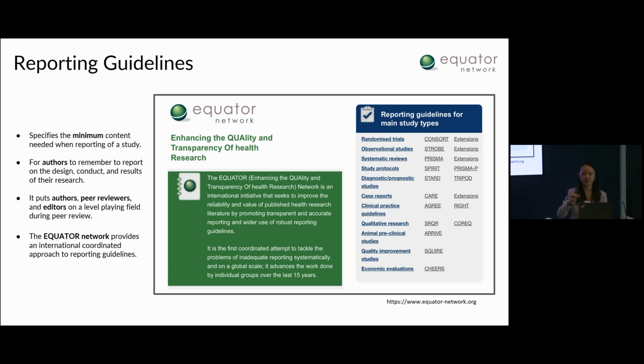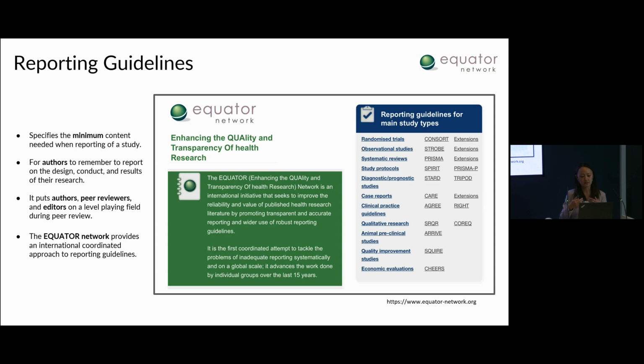And the byproduct of that is when you have to be really honest, clear and open about what you did, it makes you think, maybe I should do it in a certain way. So whilst it doesn't set out to guide methods, it inadvertently ends up doing so anyway. But the main purpose of all of these guidelines is that it puts the authors, the peer reviewers, and the editors on a level playing field when reviewing scientific work.